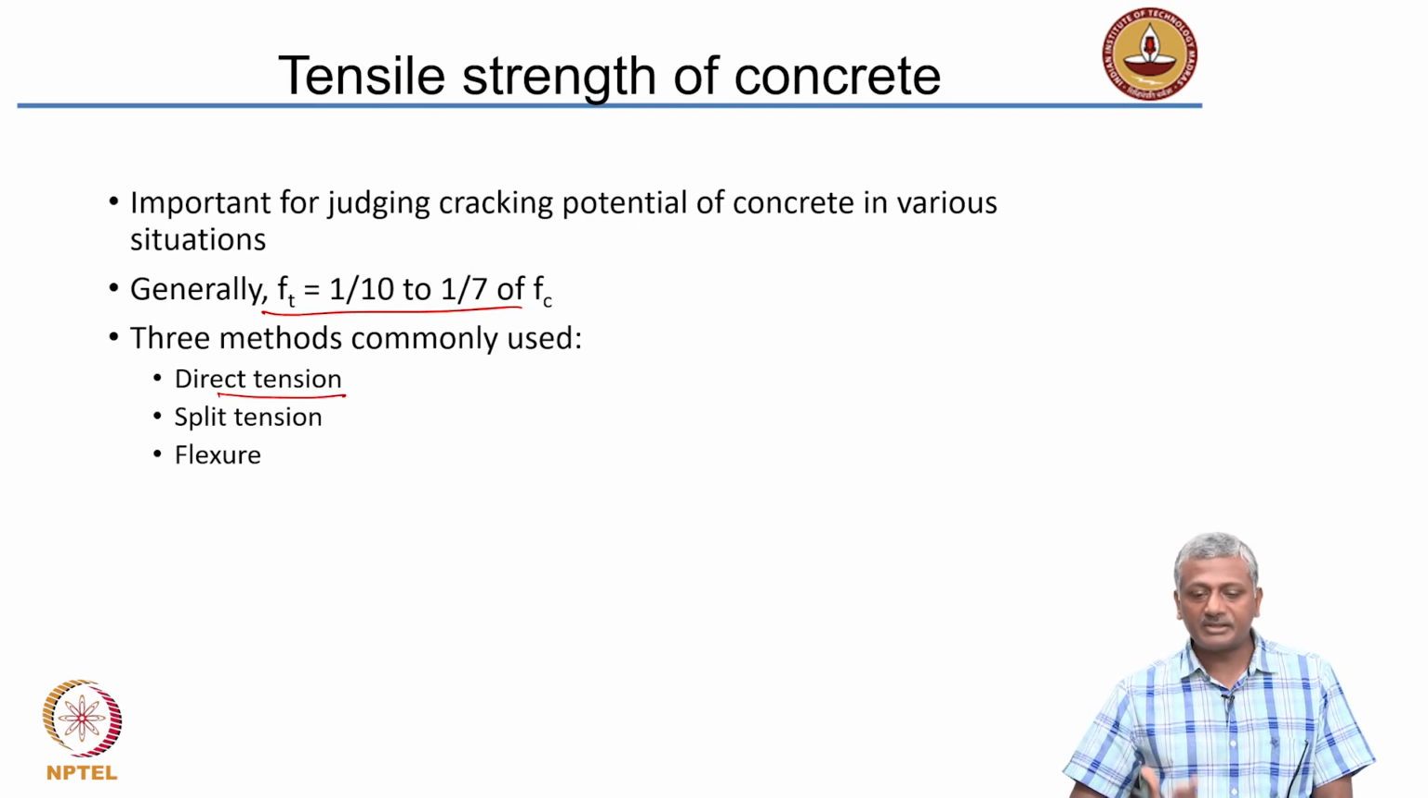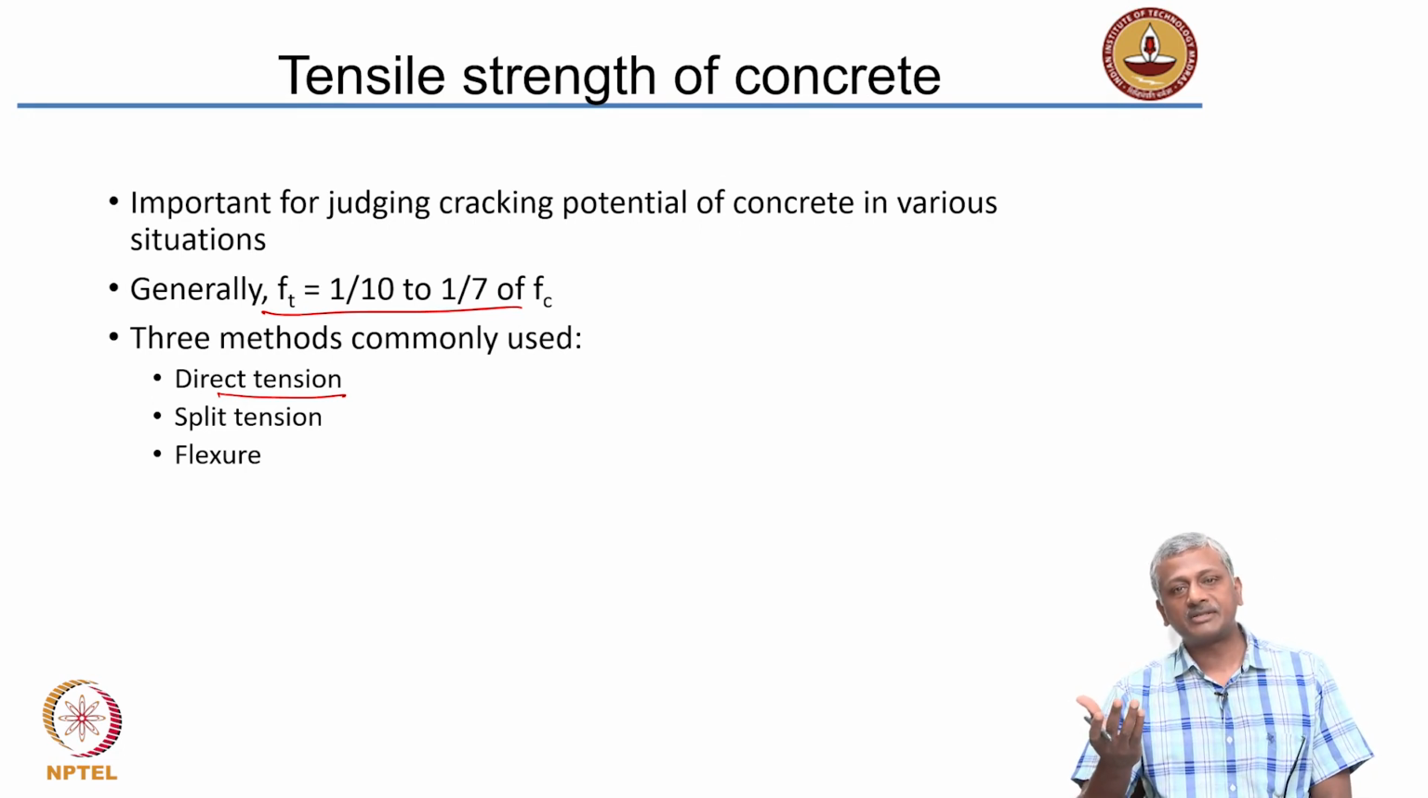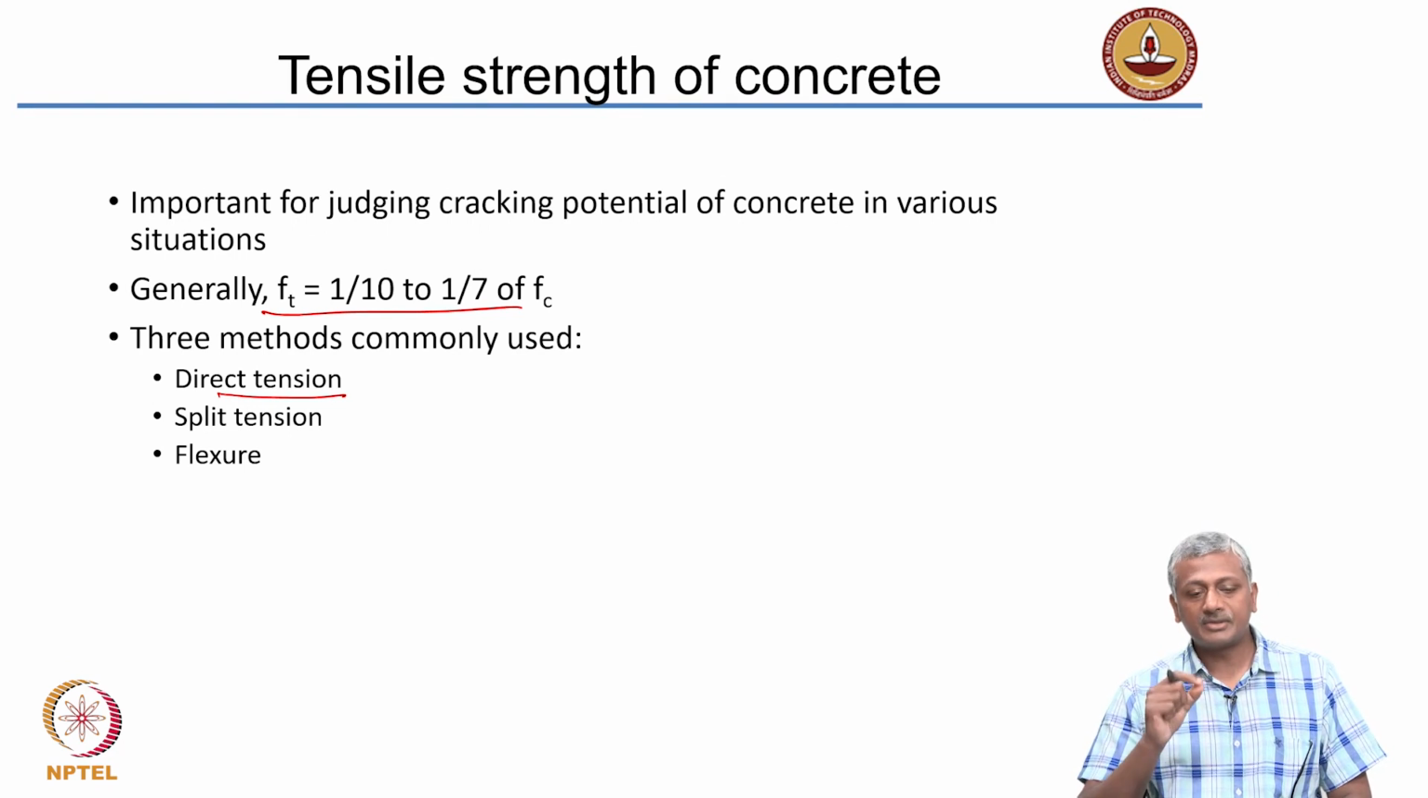But there are different methods in which you can measure tension. Tensile strength is, as I said earlier, in some applications like pavements and other applications where cracking can happen, important for judging the cracking potential of concrete. Okay. Concrete will crack only because its tensile capacity is getting exceeded, not because it is getting compressed.